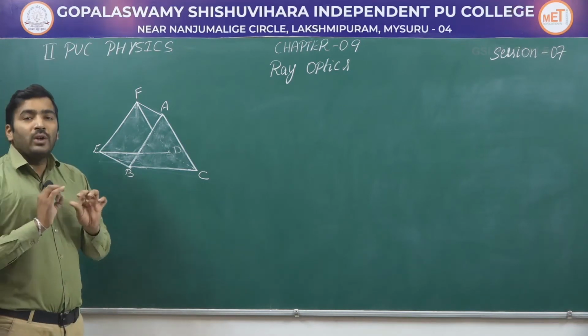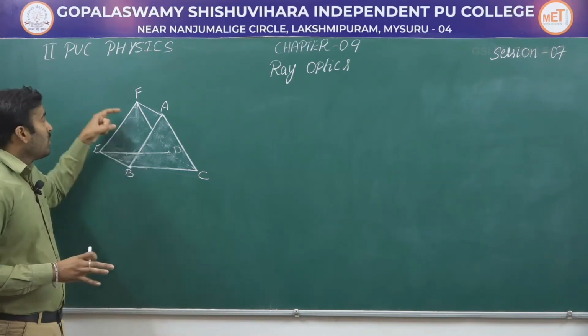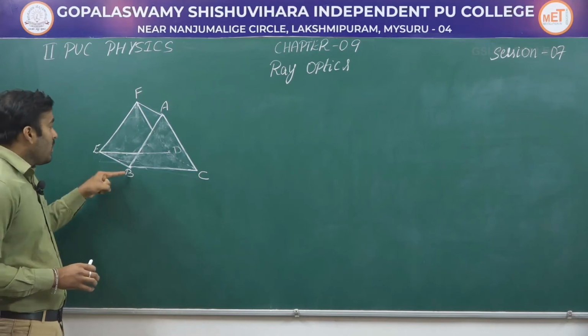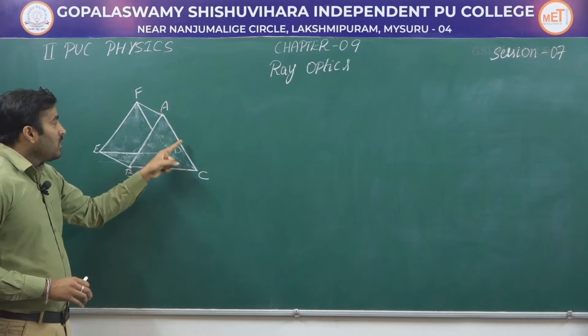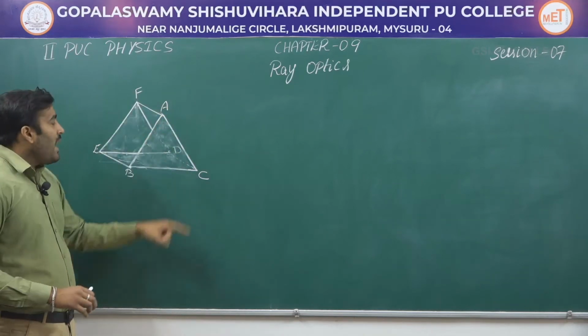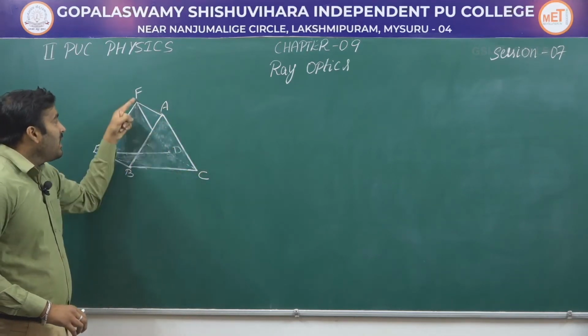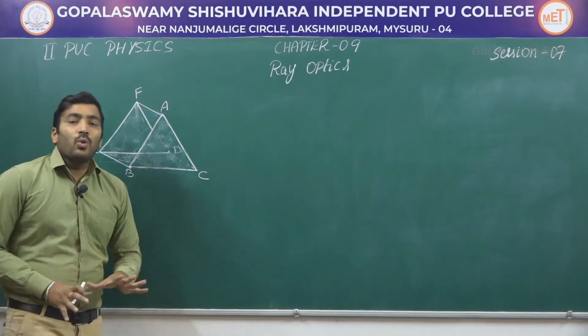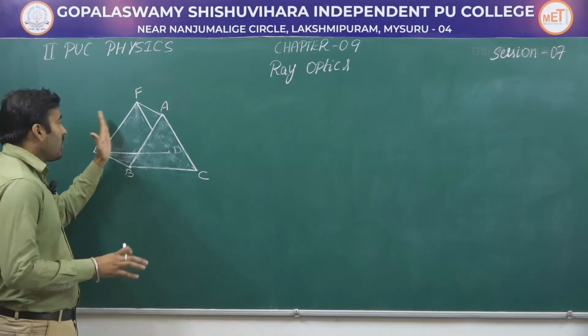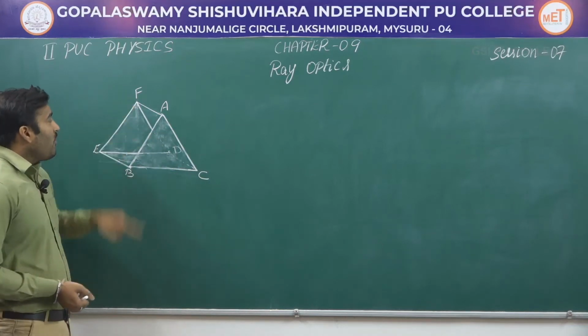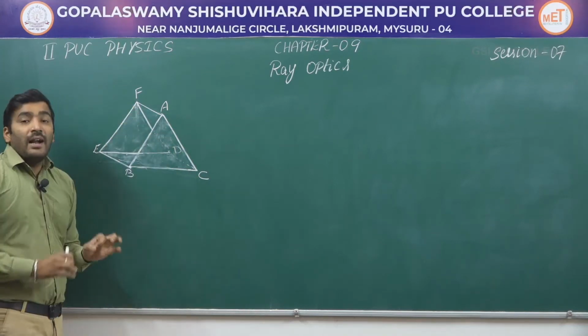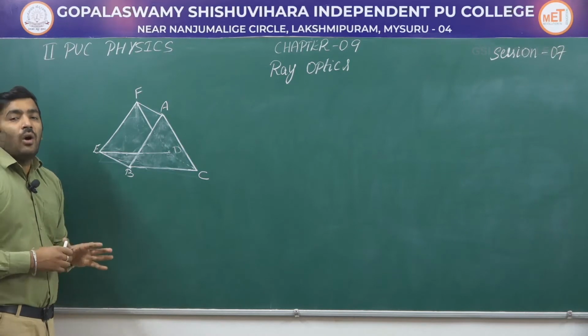So there are only 2 refracting surfaces. The 2 refracting surfaces are ABEF, and on the other side we have ACDF. These are nothing but the 2 rectangular surfaces ABEF and ACDF, and the remaining 3 surfaces are non-refracting.